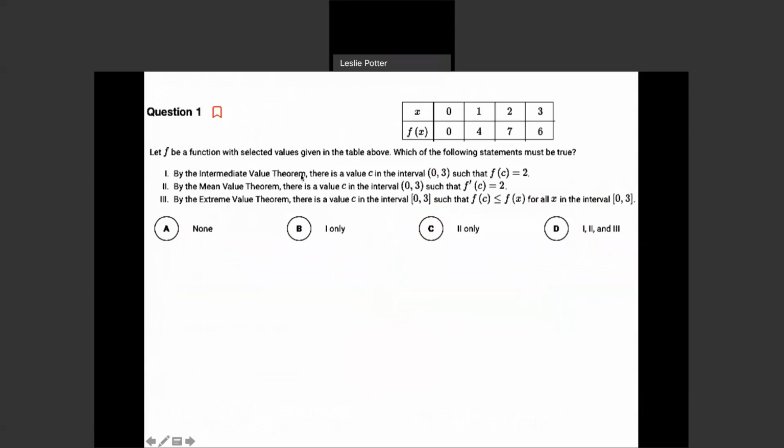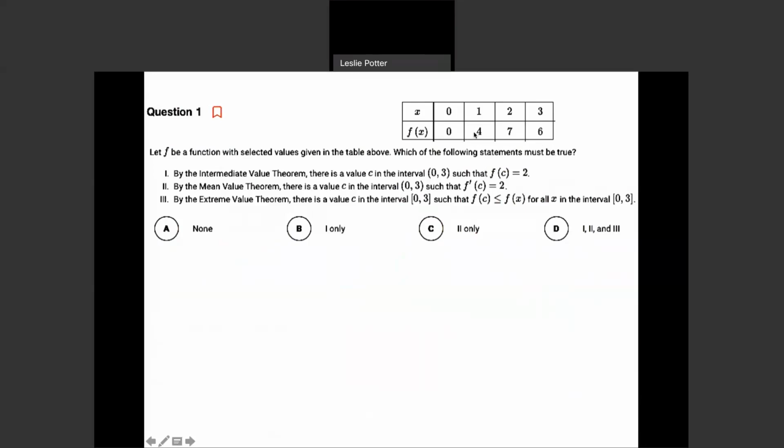So by the intermediate value theorem, there is a value c in the interval from 0 to 3, the domain, such that f of c is 2. Well, 2 is certainly in between 0 and 6. So you might want to consider that to be true. But in order for that to be true, we have to have a continuous function. And does it state up here that our function is continuous? And the answer is no, it doesn't state that the function is continuous. So this might occur, and it looks like it does, but it doesn't have to occur.